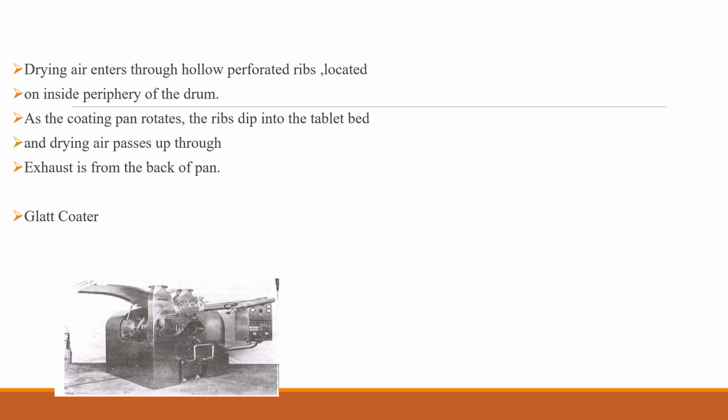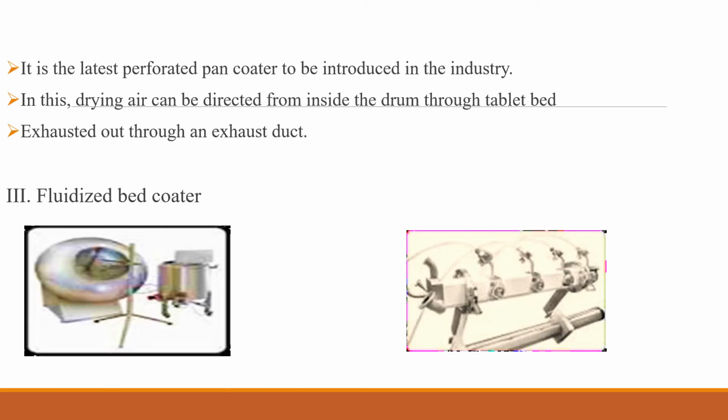Next, coming to the Glatt Coater. Here is the diagram of the Glatt Coater. It is the latest pan coater to be introduced in the industry, and in this, drying air can be directed from inside the drum through the tablet bed. Next, it is exhausted out through an exhaust duct.